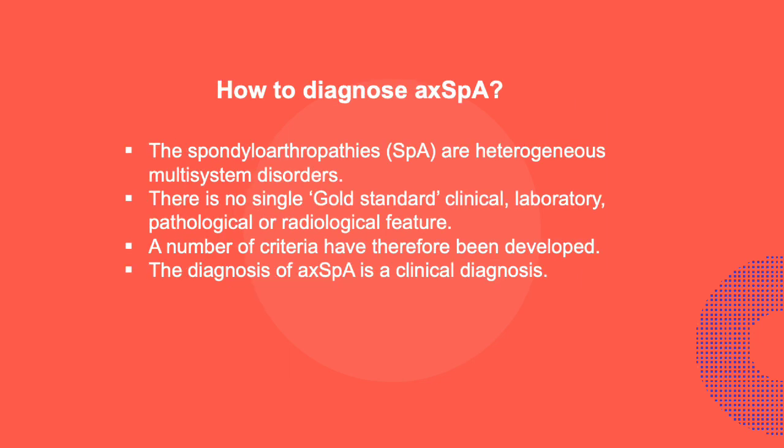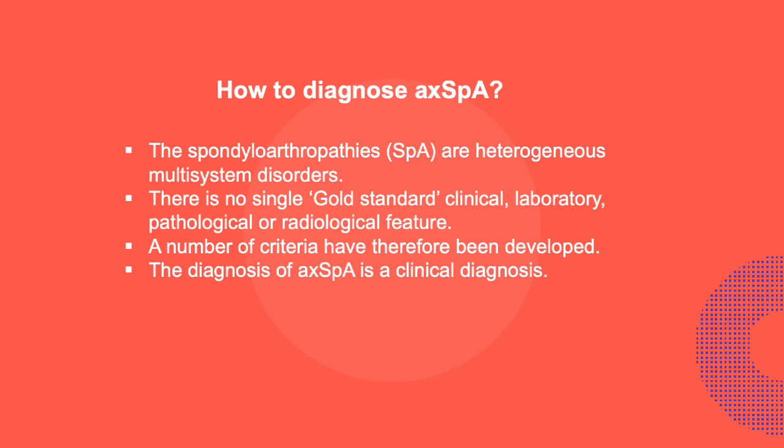How do we diagnose axial spondyloarthropathy? There is no gold standard test to confirm the diagnosis of axial spondyloarthropathy. The diagnosis should be based on a pattern of clinical, laboratory, and imaging features that, taken together, are suggestive of axial spondyloarthropathy. We should also consider differential diagnosis.